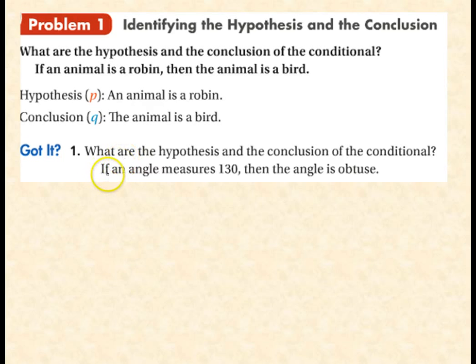So what are the hypothesis and conclusion of this conditional? Well, the hypothesis is an angle measures 130 degrees. The conclusion is that angle is obtuse.